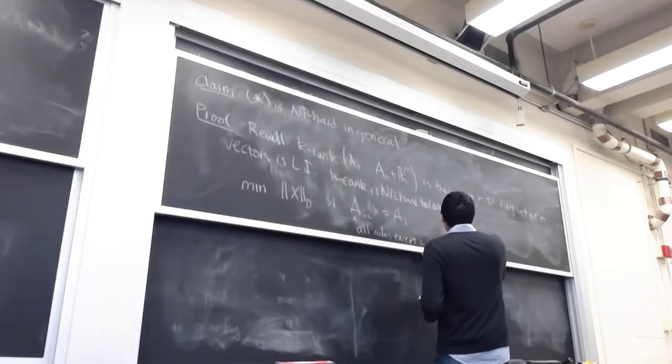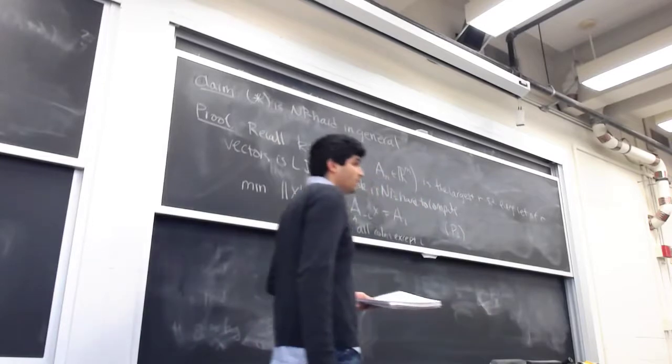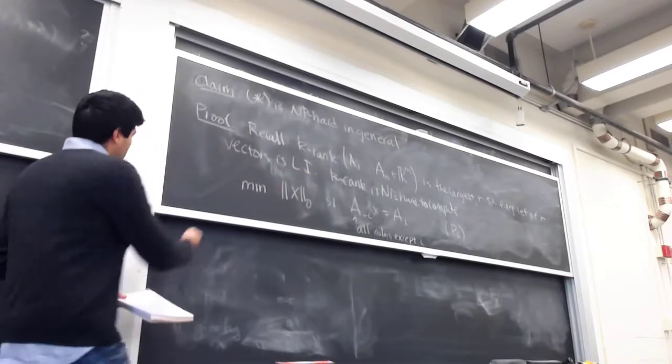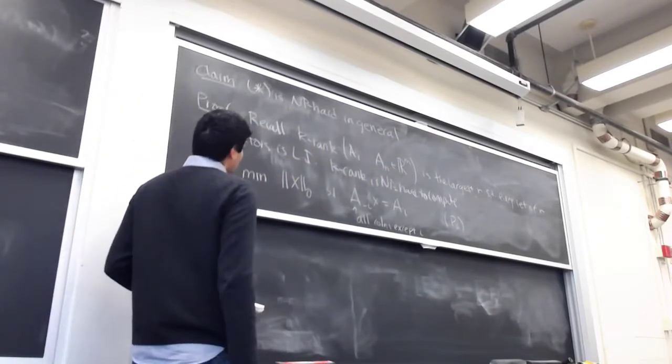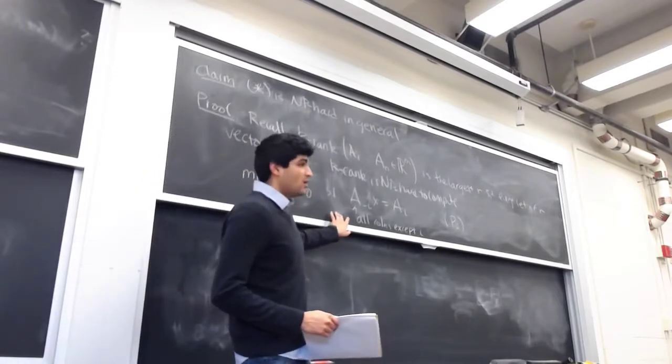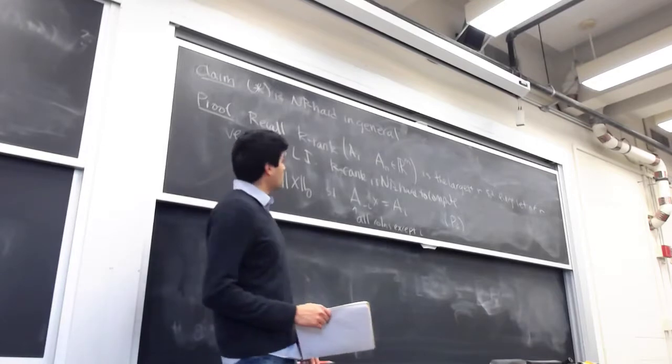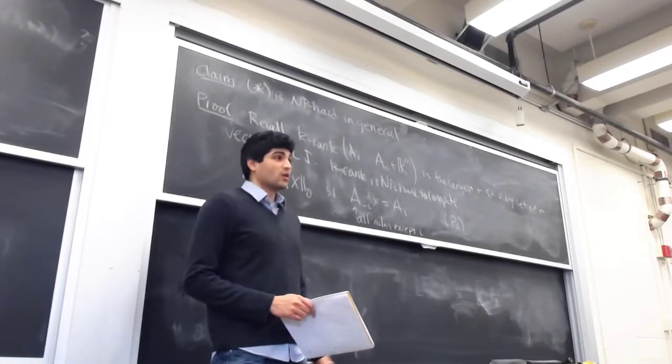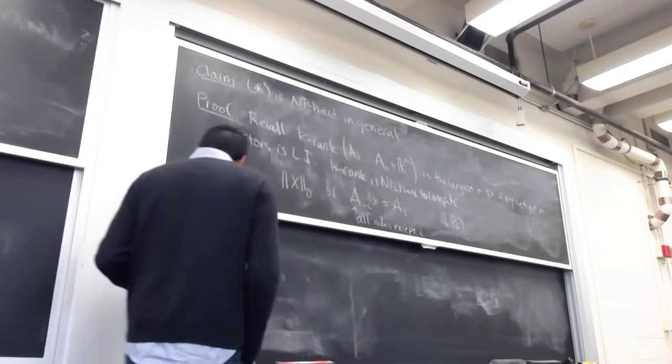Let me call this particular optimization problem P_i. So the key claim along the way to proving that star is NP-hard in general is we want to show that if we could solve all of these linear systems, then we could indeed compute the Kruskal rank of a given collection of vectors. That's the idea.